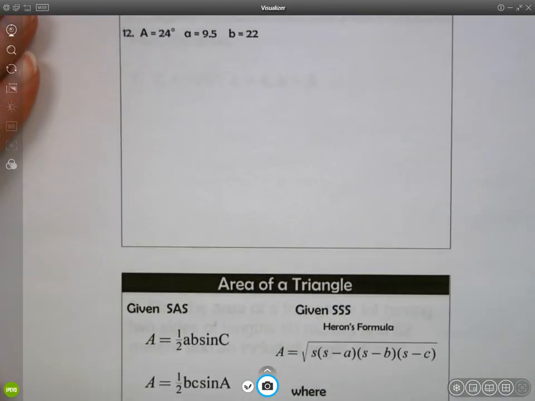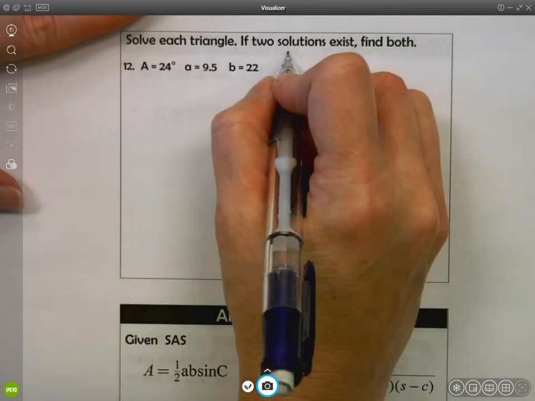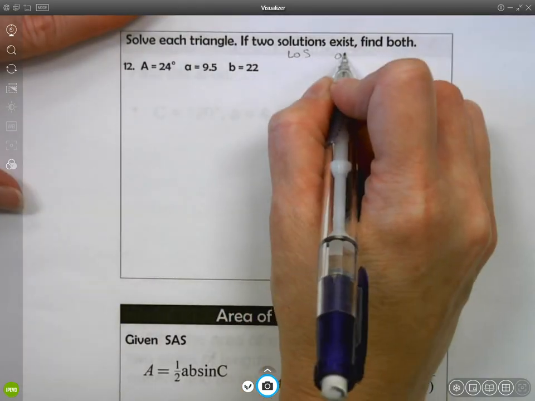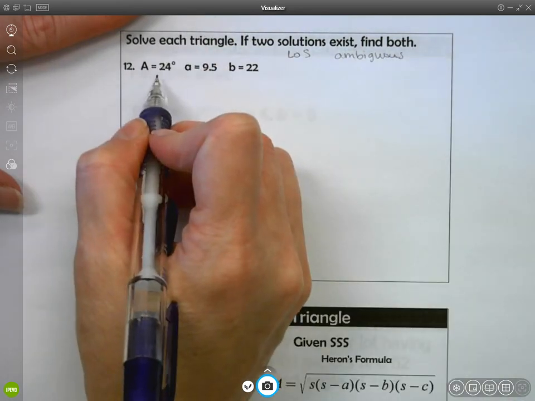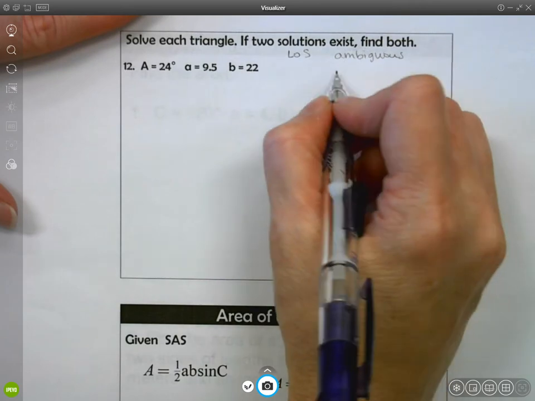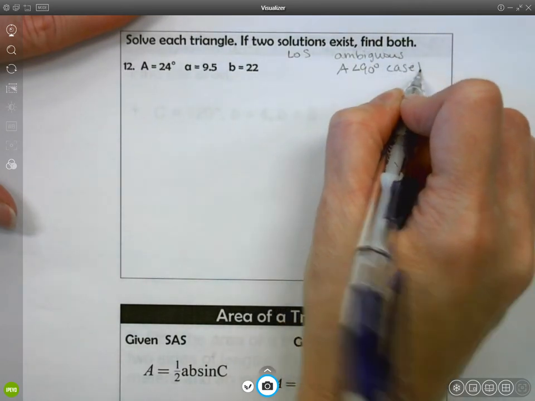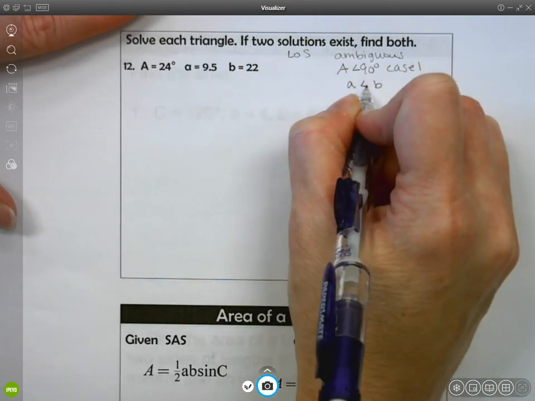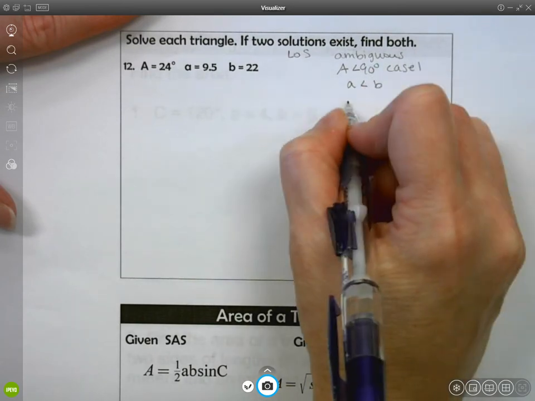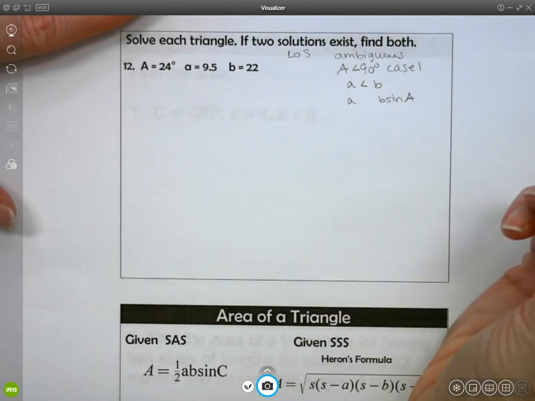Alright, so number 12. You have one angle and a matching pair. So you know you're going to really use law of sines, but you also know that it's ambiguous because you only have one angle with your matching pair. So we know that the angle is less than 90, so that's case 1. Then we can compare side A to side B, and 9.5 is less than 22. So then we have to compare A to the height of the triangle, B sine A.